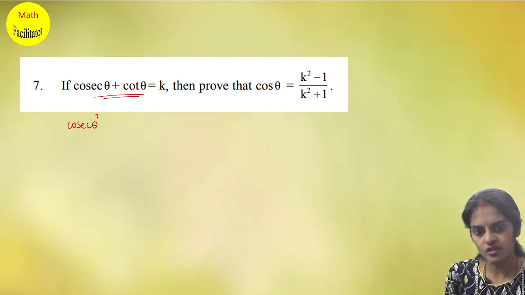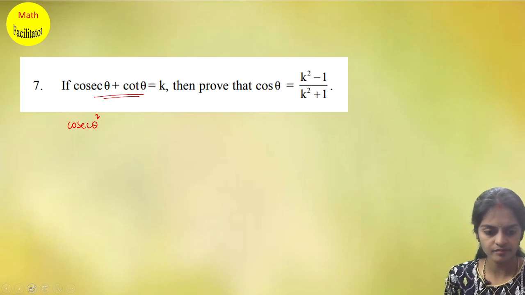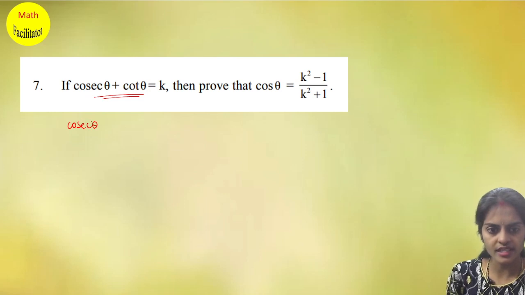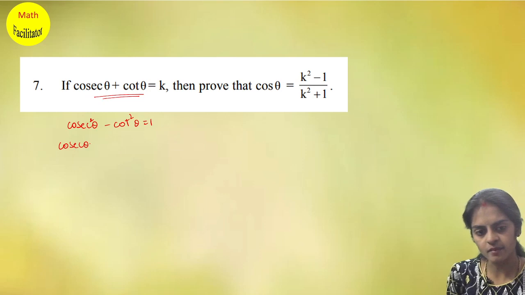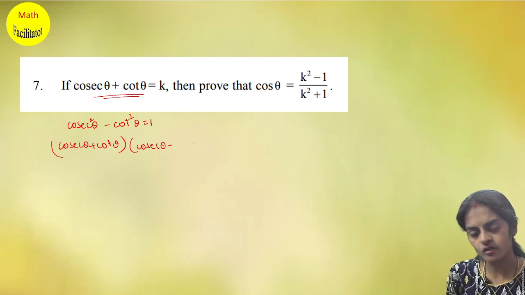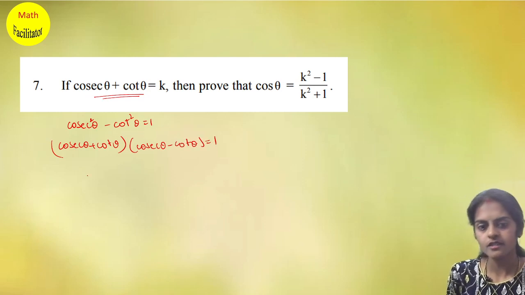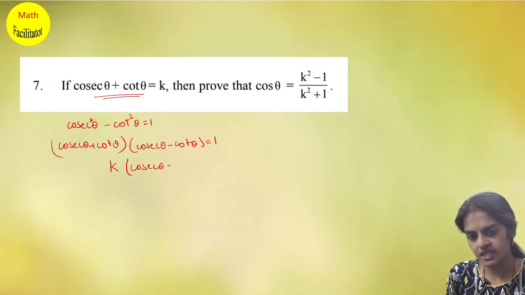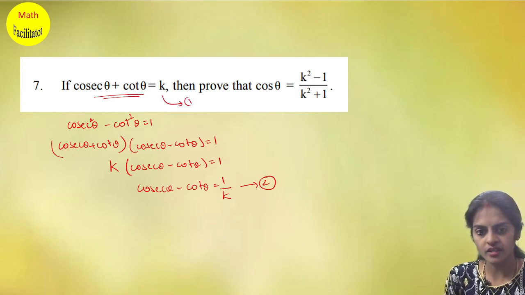So cosecant square theta, we know that cosecant square theta minus cot square theta is 1. So this is cosecant theta plus cot theta into cosecant theta minus cot theta is 1. So cosecant theta plus cot theta is nothing but k. It is given in the question only. So cosecant theta minus cot theta is 1 by k. So this is your equation 2. This is your equation 1.